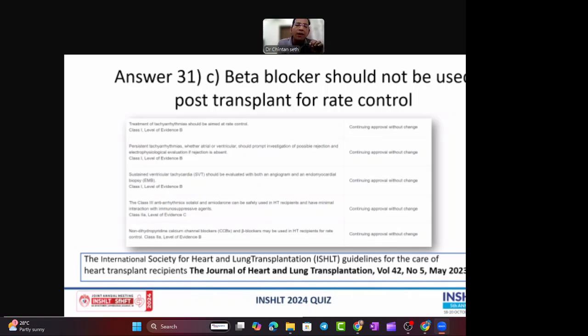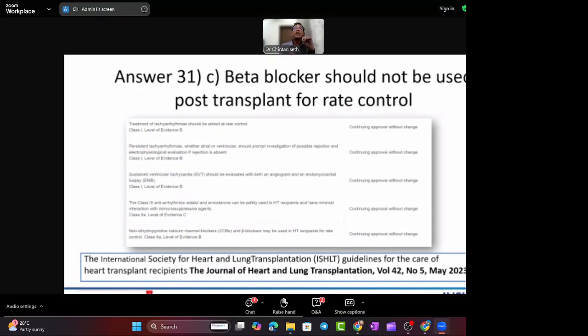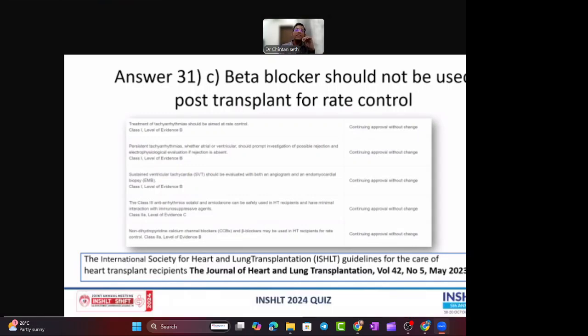Many transplant physicians feel that amiodarone should not be used, but the guidelines say sotalol, like beta blockers, and amiodarone can be safely used in heart transplant recipients and have minimal interaction with the immunosuppressive agents. Non-dihydropyridine calcium channel blockers and beta blockers may be used in heart transplant recipients for rate control. Class 2 indication. So beta blocker and amiodarone both can be used. Here the answer is the beta blocker, which is the exception. It can be used and should be used for rate control. Next slide, please.